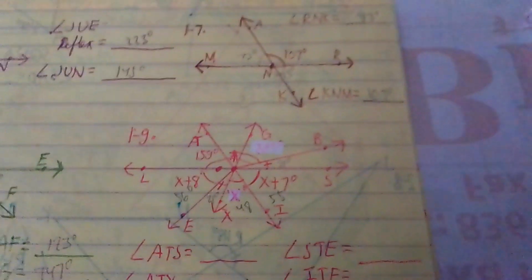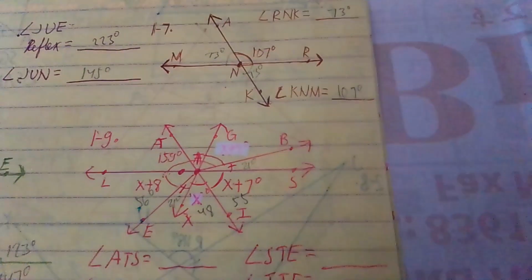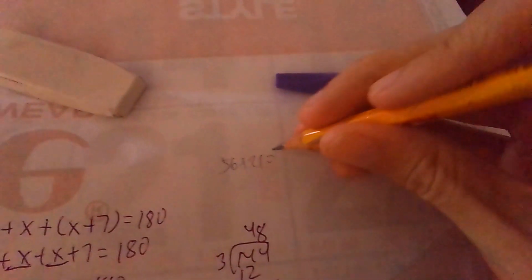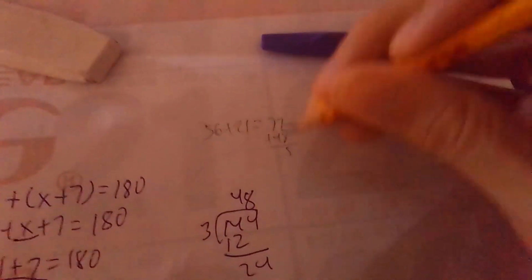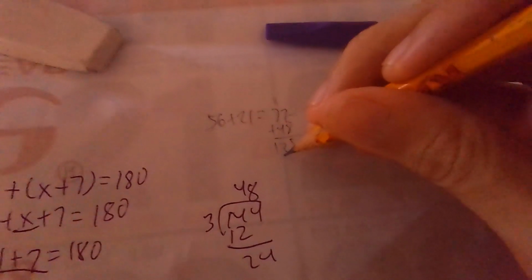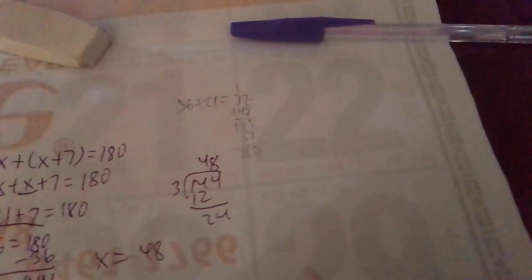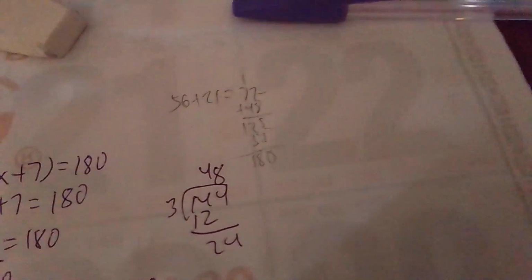But wait, before that, let's check. Let's check to ensure that our answer makes sense. 56 plus 21 equals 77. 77 plus 48 equals 125. Plus 55, 180. If you get the answer of 180, you got it right, correctly. Alright?